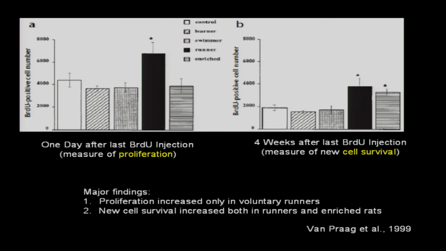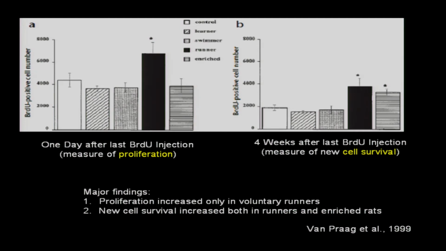4 weeks later, those cells are still labeled, but some of them have died, because some of the new cells that are born die. And so when you look at the number of BrdU-labeled cells 4 weeks after the BrdU labels, you have a measure of new cell survival, okay? So how many cells are surviving? So here, the result was very interesting.